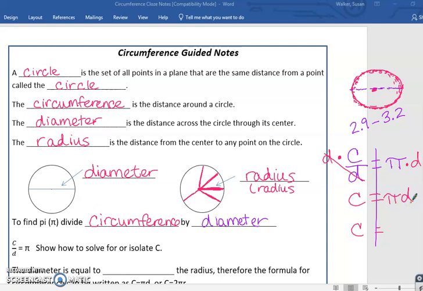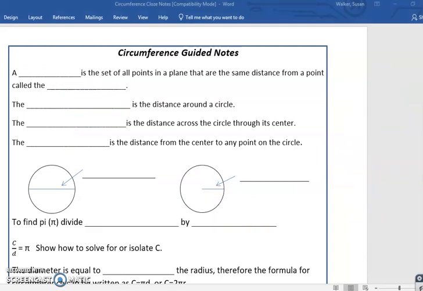So this is the formula we're going to see on our formula chart. So if you have your formula chart now, on the part where the formulas are, it starts with equations, slope-intercept form, and then if you move down, it will say circumference. Okay, so that's the formula we're going to be using.